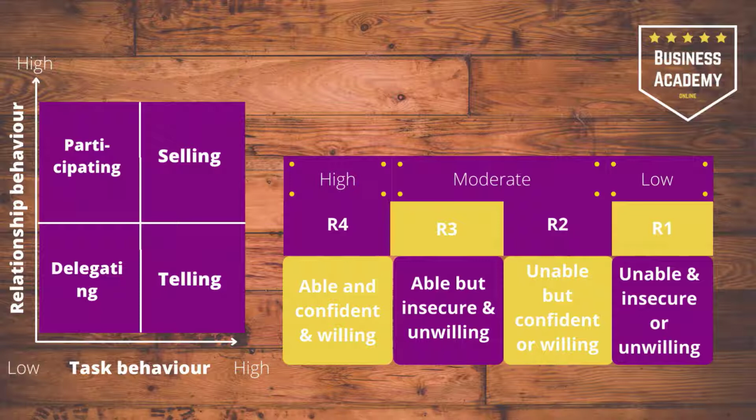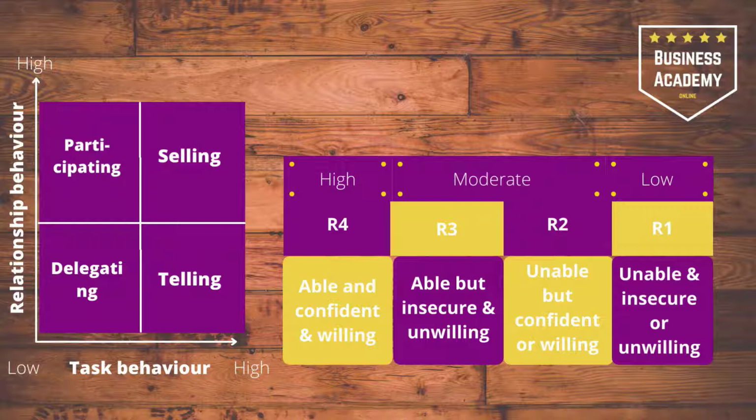So whereas the leadership styles are S1 to S4, the employee readiness, i.e. how ready they are to work, is rated from R1 to R4. R1 is unable and unwilling, so they need to be told exactly what to do. R2 is unable but confident or willing. They want to do it, they just don't have the skills.